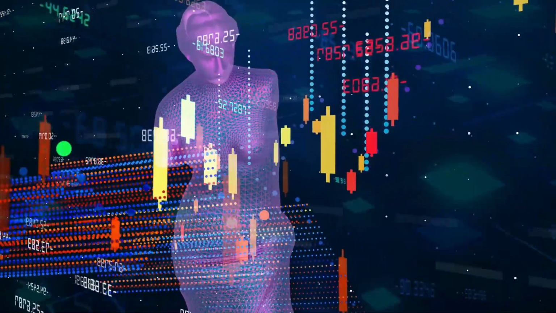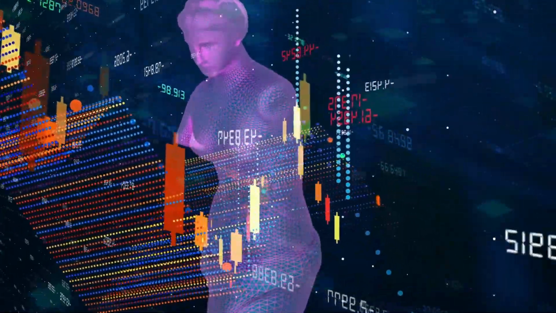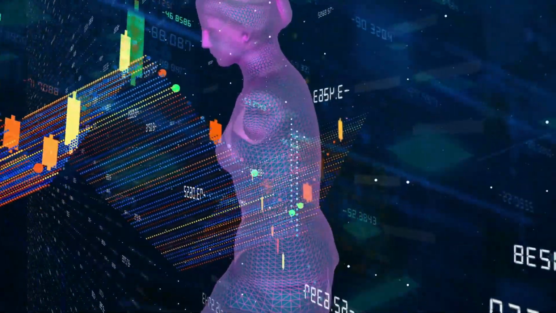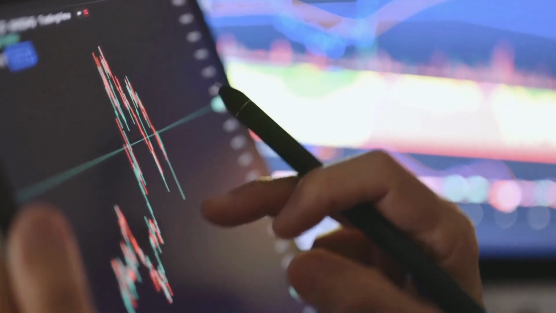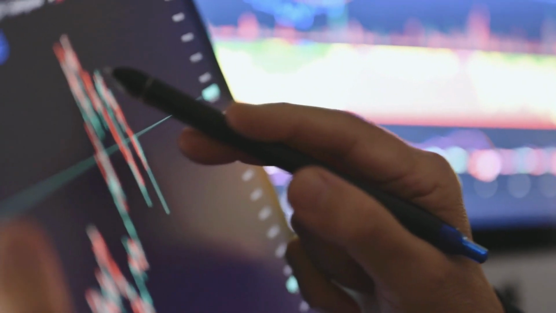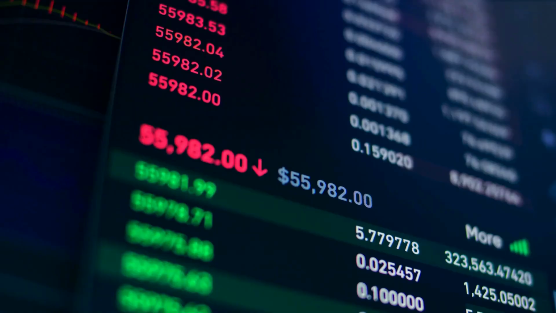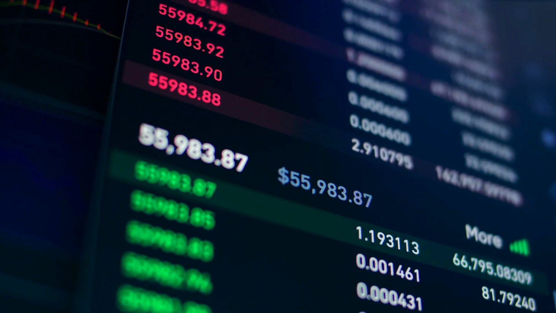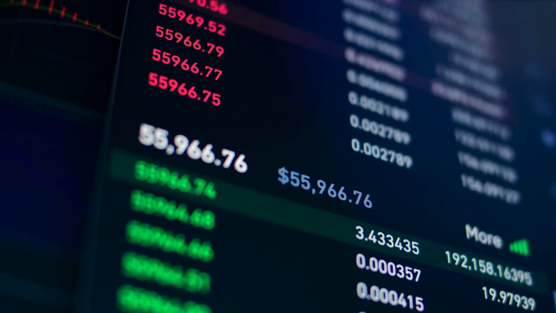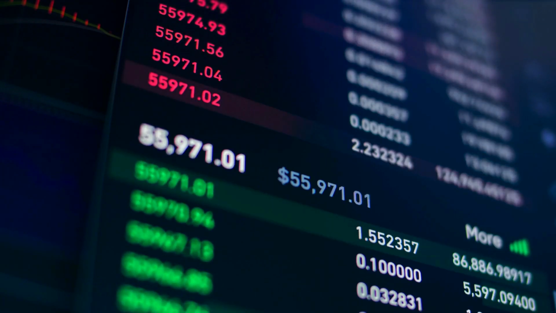Day traders closely monitor price charts and use technical analysis indicators to identify potential entry and exit points for their trades. They aim to capitalize on small price movements and often use leverage to amplify potential gains. However, day trading requires a lot of time, attention, and discipline, as it can be highly stressful and risky.